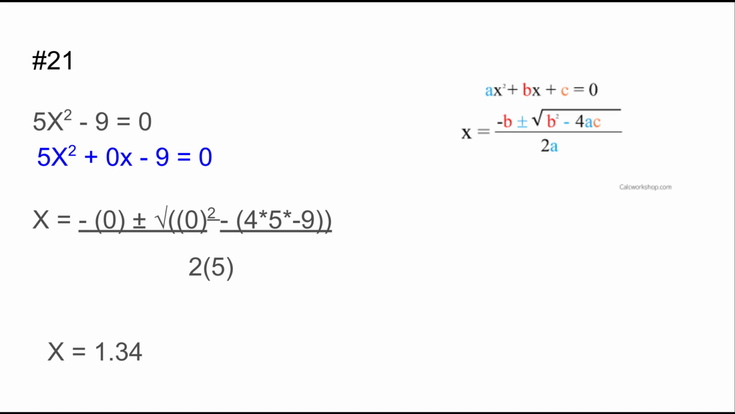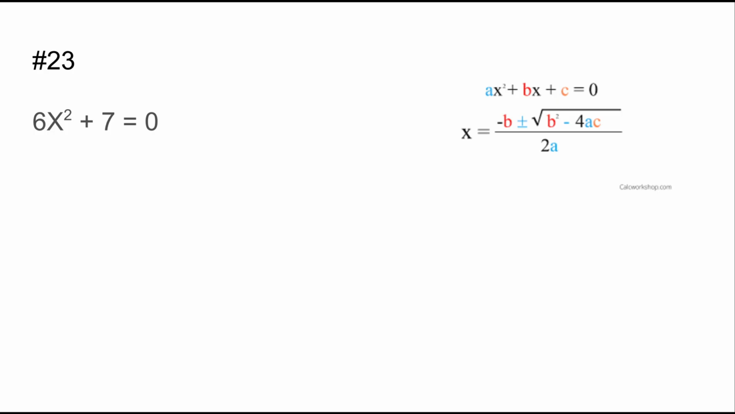And this is correct. Let's do it again and subtract. Negative 0 minus the square root of 0 squared minus 4 times 5 times negative 9. Enter. Divided by 10. And you get negative 1.34. These are your two solutions.